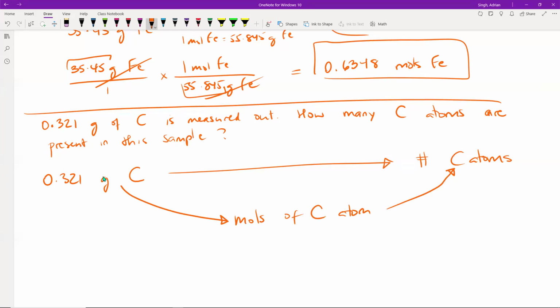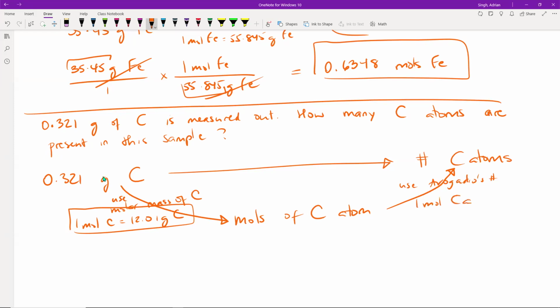So what am I using in each of these steps? Well, to go from grams to moles, or moles to grams, I'm going to use the molar mass, in this case of carbon. So we look it up on the table, 1 mole of C is 12.01 grams of carbon. That's my equality, molar mass. And then from moles to number of things, that's Avogadro. So use Avogadro's number. So 1 mole, in this case of carbon atoms, is Avogadro's number of carbon atoms. So that's my equality there as well. So I'm going to set this up.